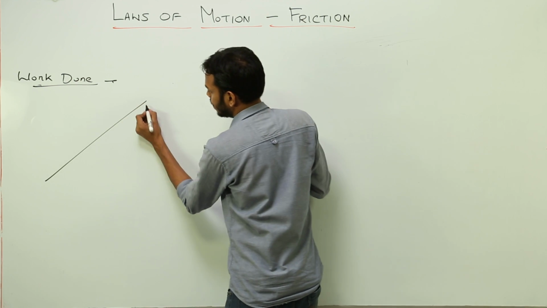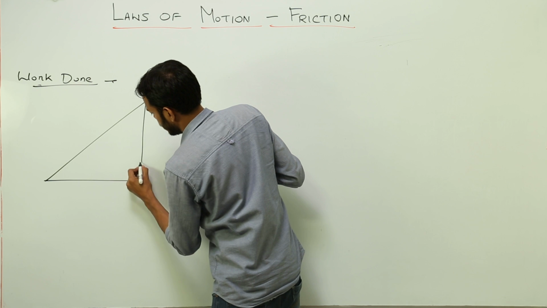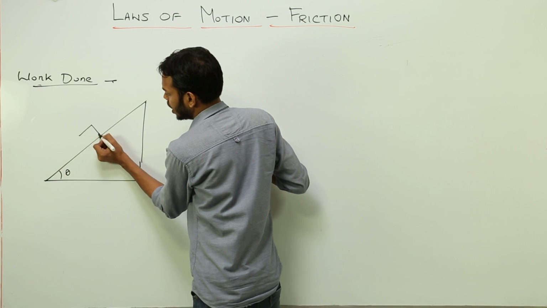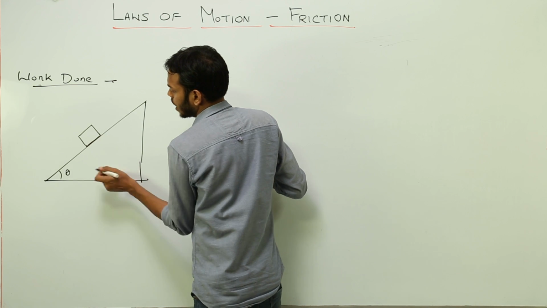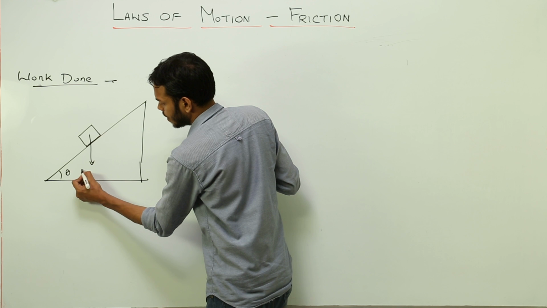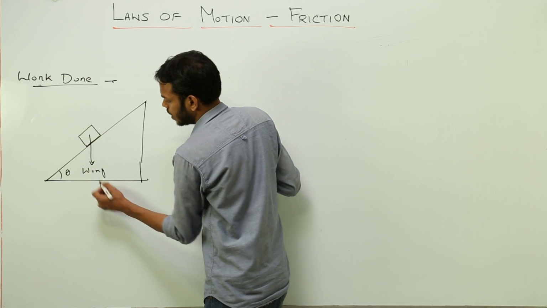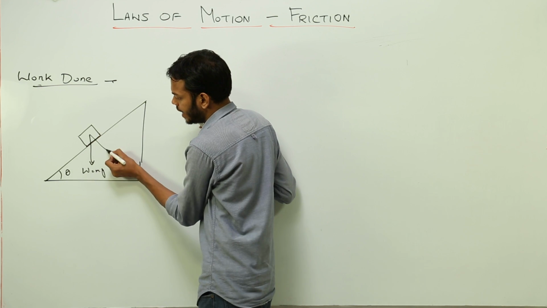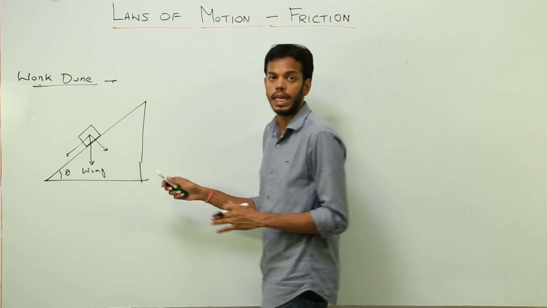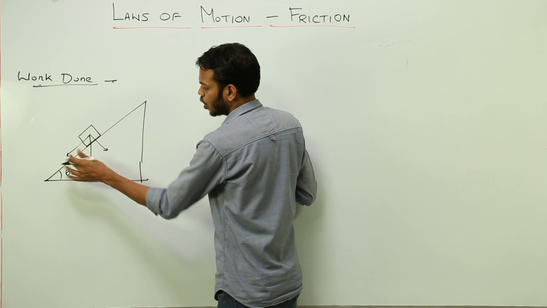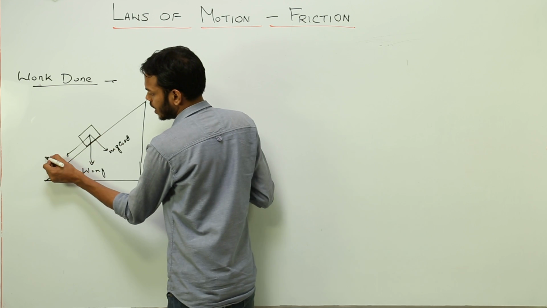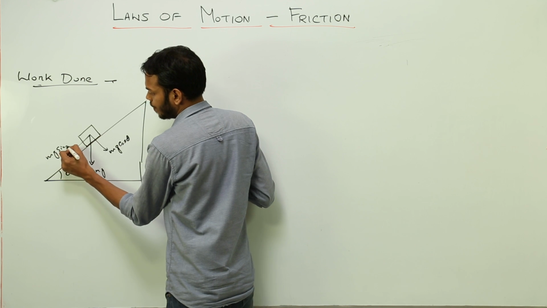This is our inclined plane at an angle theta. Here the body is placed like this. First of all, the weight is always vertically downwards, which is mg. So the components of weight will be this and this, perpendicular to the plane and along the plane. So this would be mg cos theta and this is mg sin theta.